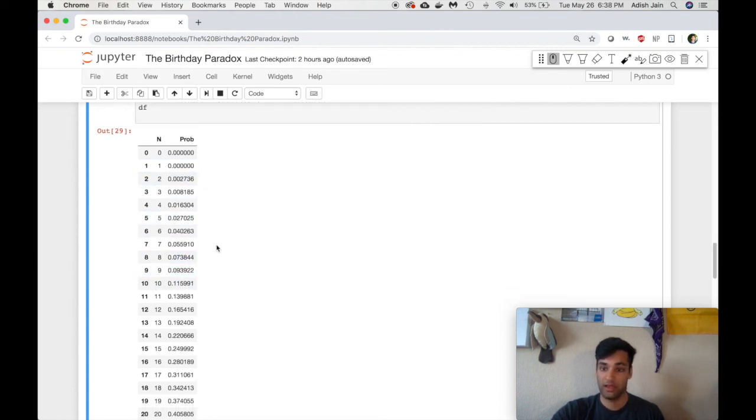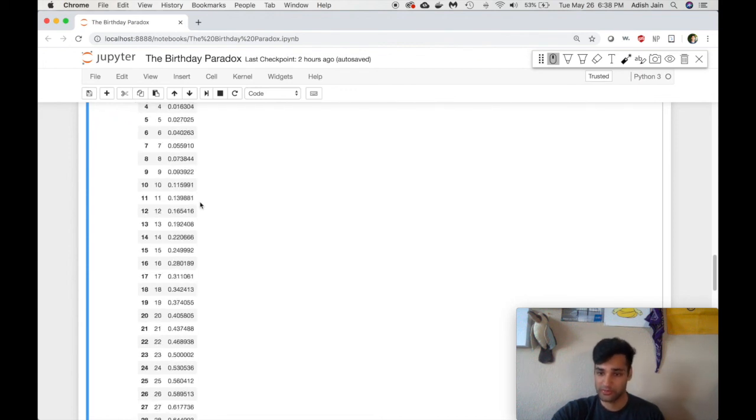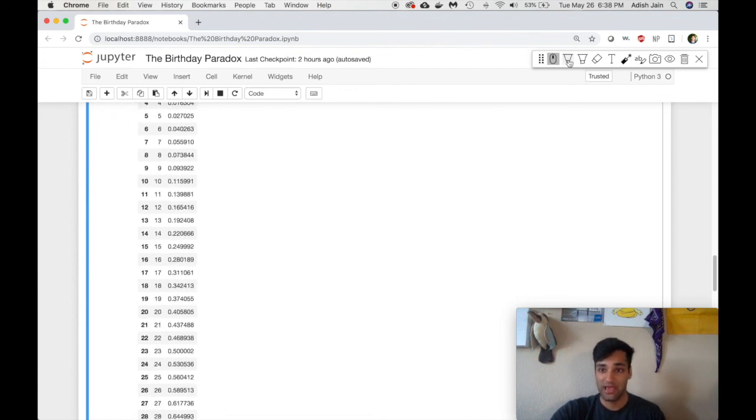And you can see, as n increases, how the probability changes. What strikes most people as surprising when they first see this is that when we get down to 23, we already are crossing that 50% mark of having at least one match. Meaning, in a group of size 23 or higher, they're actually more likely to have at least one match than not. And I think that's really confounding to some people.